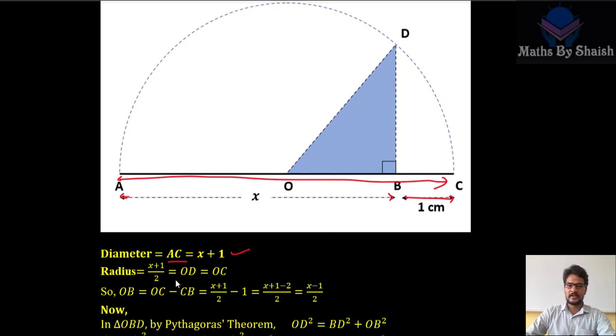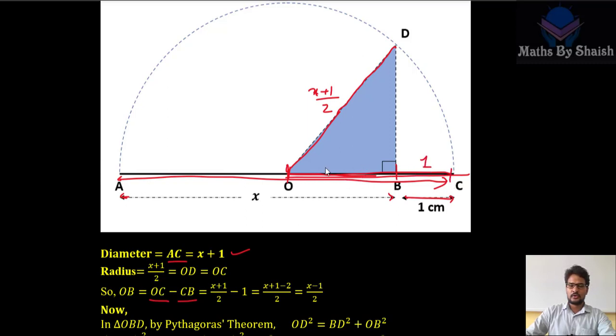And hence the radius is going to be half of the diameter, that is x plus 1 divided by 2. And we can see here one radius is OC and another is OD. So OC and OD are both x plus 1 divided by 2. Now we will calculate OB. So OB is OC minus CB, or BC.